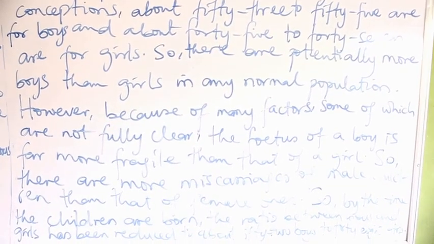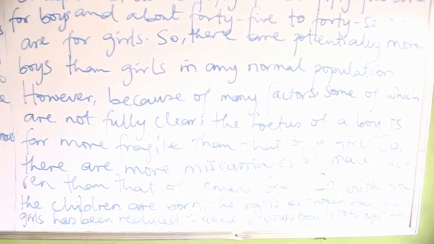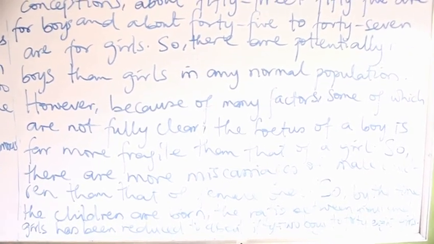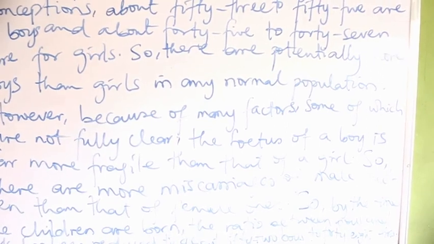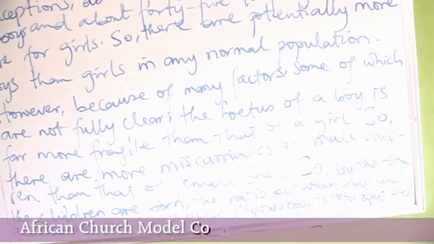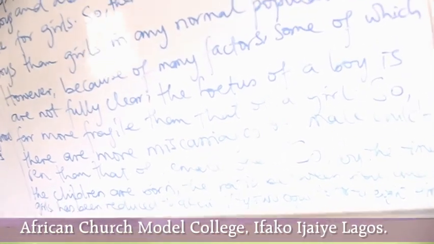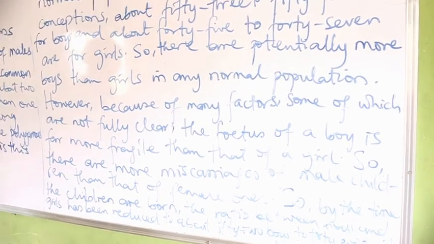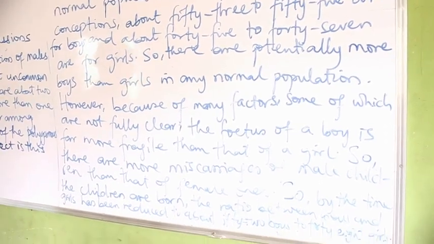So there are more miscarriages of male children than that of female ones. So by the time the children are born, the ratio between boys and girls has been reduced to about 52 boys to 48 girls. Now the first paragraph is the introductory paragraph, and this is another paragraph.